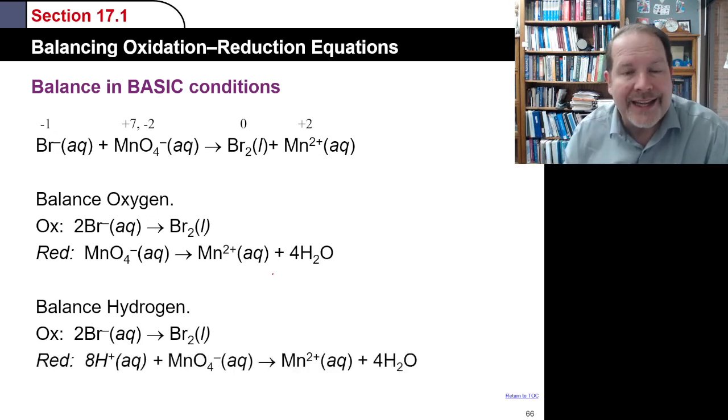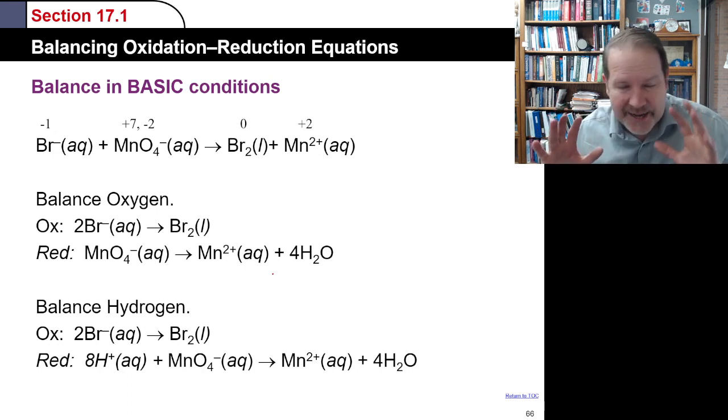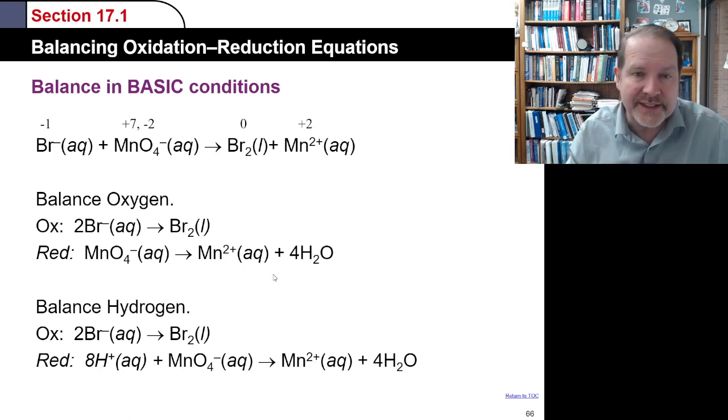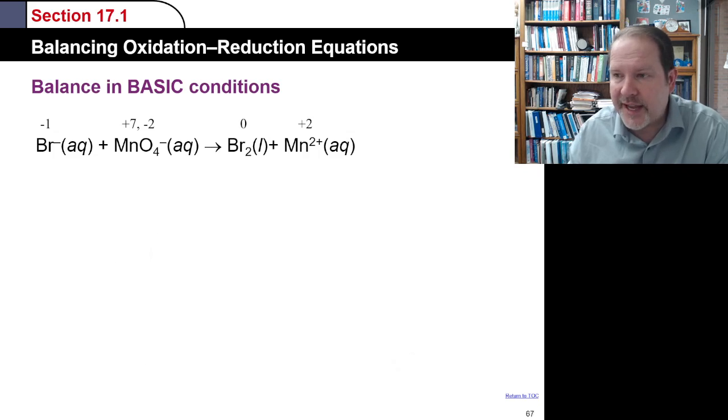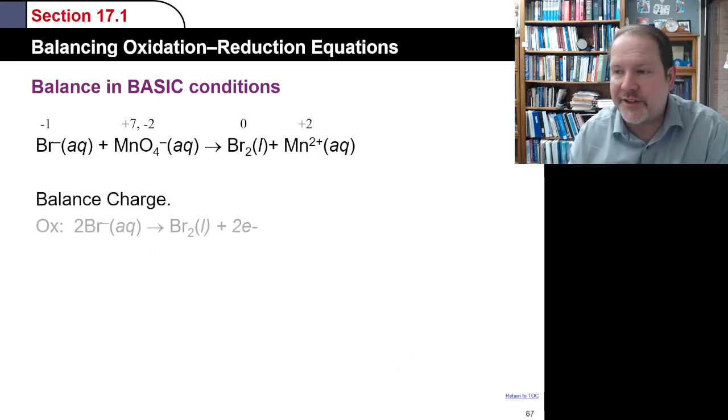So now I'm going to add 8 hydrogens. This is the step that really emphasizes that we're doing this in acid. And so I've got 8 hydrogens. Why? Because I added 8 hydrogens that were in the water. So I need to add 8 hydrogens. Now this is going to change the charges on the reactant side, but we're going to fix that in the next step. Okay, balance charge with electrons.